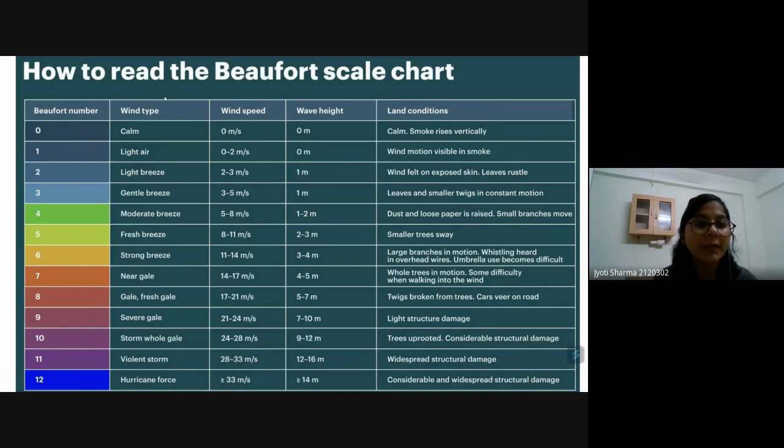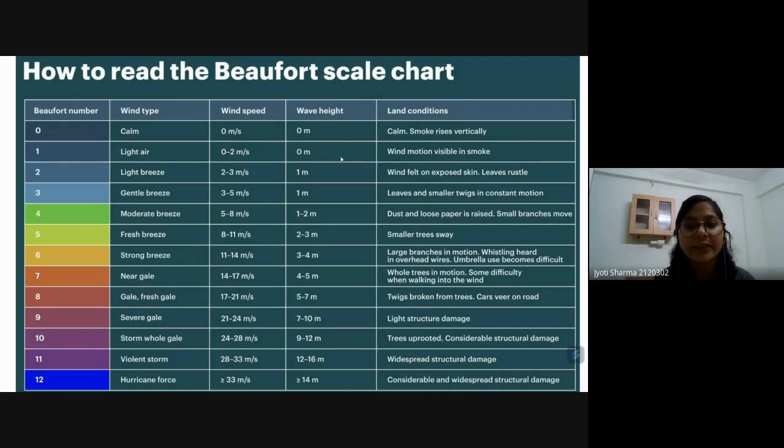Okay, so based on the speed of the wind and the height of the wind, we can tell about the land condition. There is the Beaufort number, from 0 to 12, based on which we can tell about the speed and then the land condition. If it is zero, meaning 0 meters per second wind speed, then the land condition will be calm. The smoke rises vertically. If there is calm air, this wind type depends on the wind speed only.